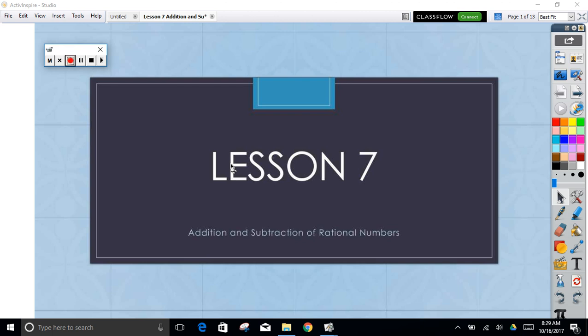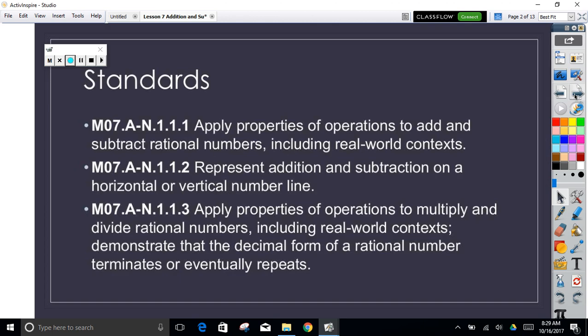Okay, lesson 7 is addition and subtraction of rational numbers. And as I said just a minute ago, rational numbers include fractions and decimals. Some decimals. Okay, standards. We are still working on the same top 2, applying properties of operations to add and subtract rational numbers, including real-world context, in other words, word problems. And we still will be using a number line to show how we'll be adding and subtracting the rational numbers.